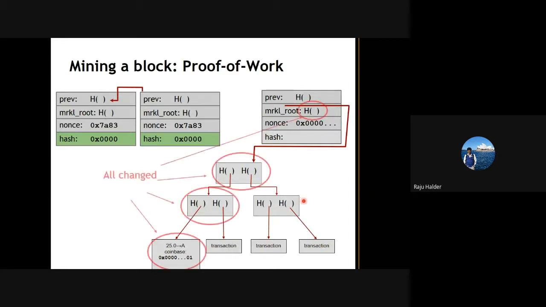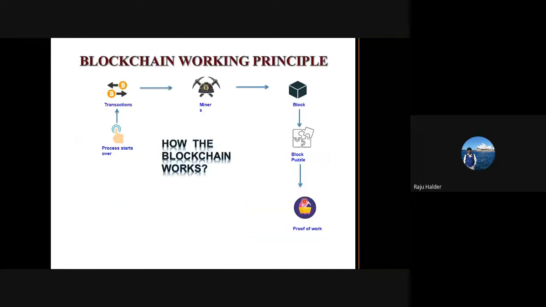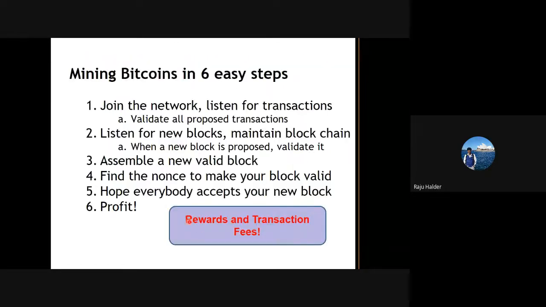So the miner will not only get the rewards, that is by default 6.25 at this point, half of 12.5, 6.25 reward by default they will get. But in addition, whatever transactions the miner is considering in the block, if in those transactions some amount is given as a tip, that will also be the miner's amount.